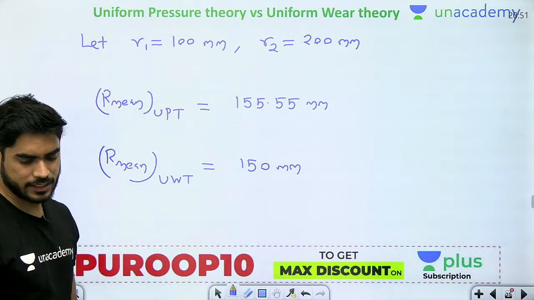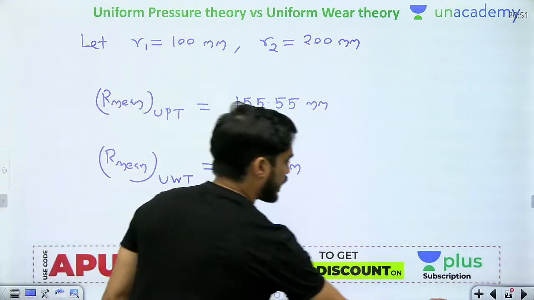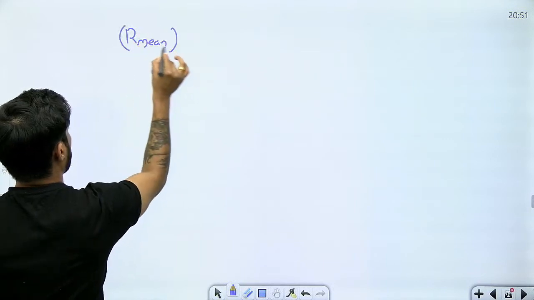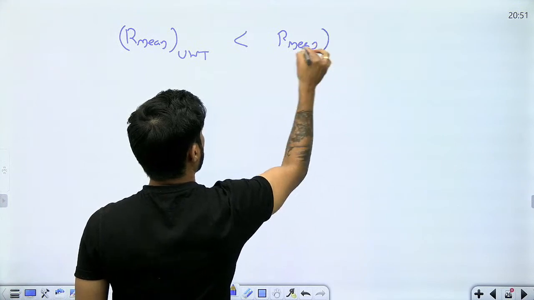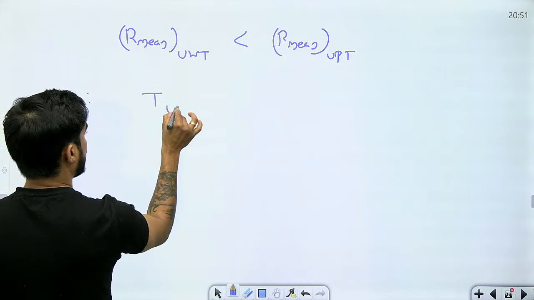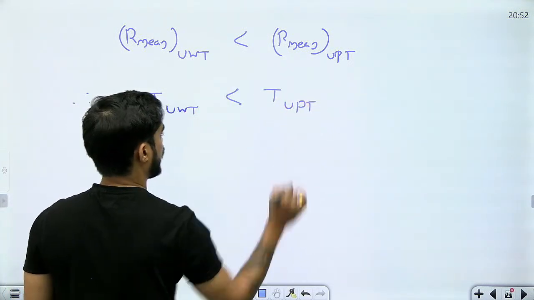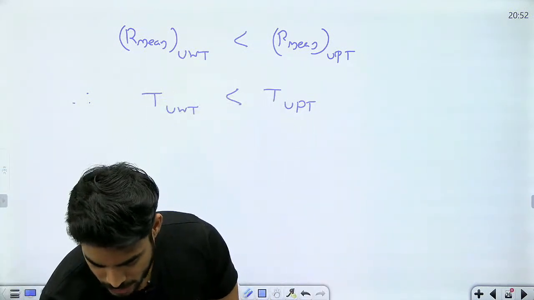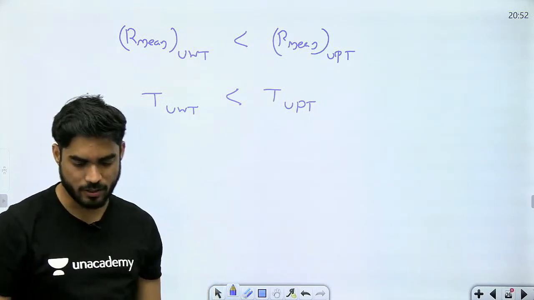So you can see that the mean radius of friction according to uniform pressure theory is more, right? Or you can see the mean radius of friction according to uniform wear theory is less than the mean radius of friction according to uniform pressure theory. That means torque transfer according to uniform wear theory is less than torque transfer according to uniform pressure theory, right? Yes, very good, Ashok, very good, Nitish, Palak, very good, Utkarsh, Kalpesh, Pravin, very good.